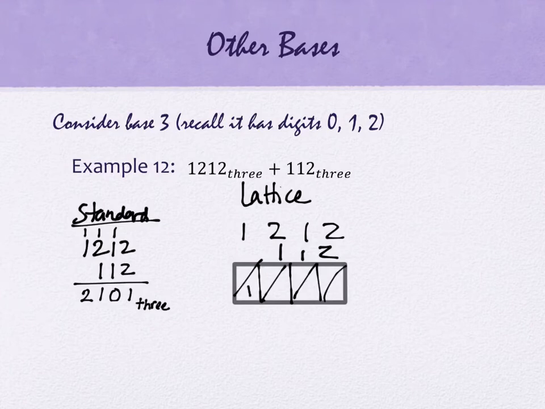Here's the 1. 2 plus 1 is 3. Yeah? So I'm right here. And this one, 2 plus 1 is 3, which is 1 3, 0 left over. 1 plus 1 is 2, so that goes in the bottom corner. 2 plus 2 is 4, which is 1 3, 1 left over, like that.